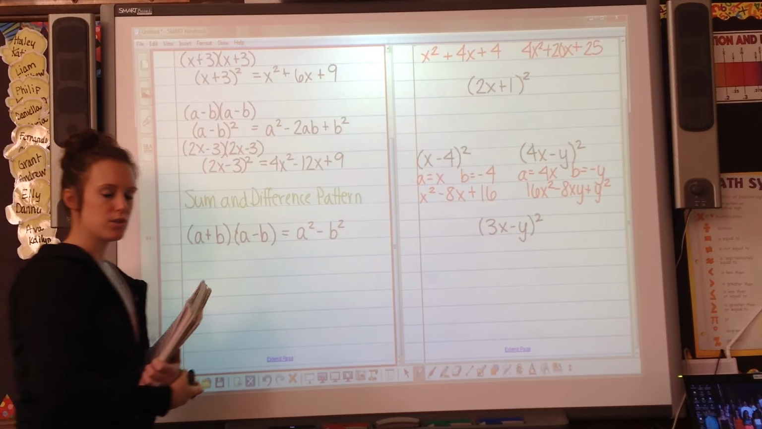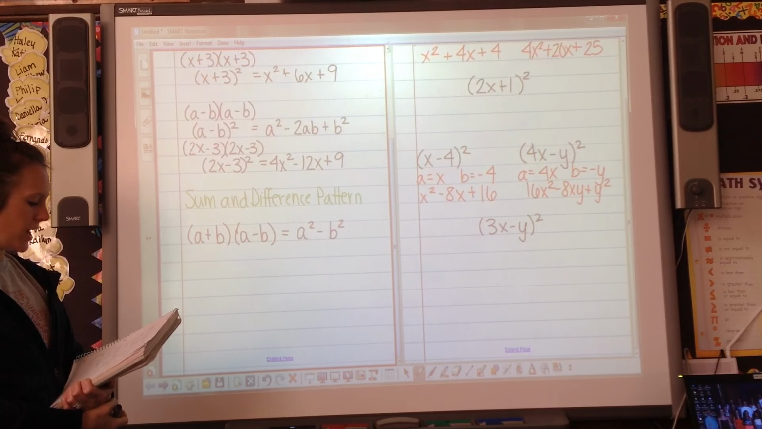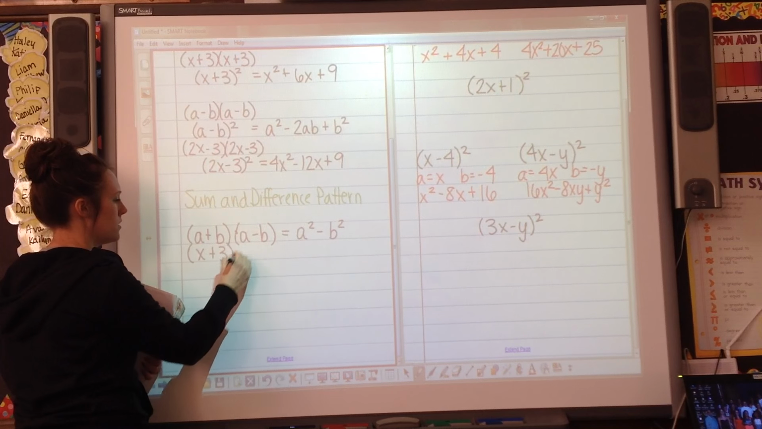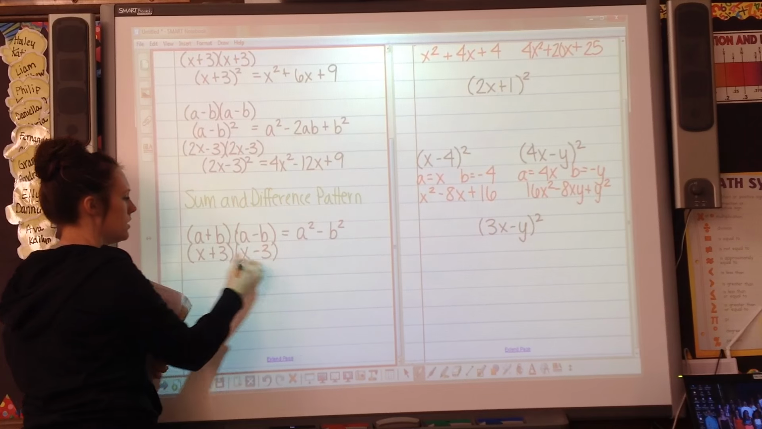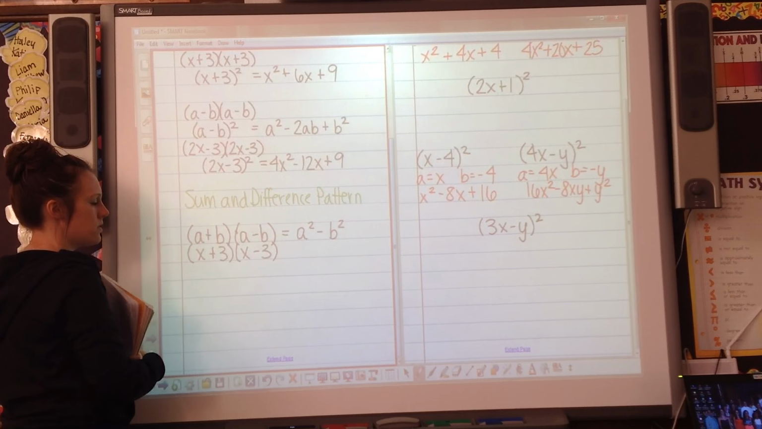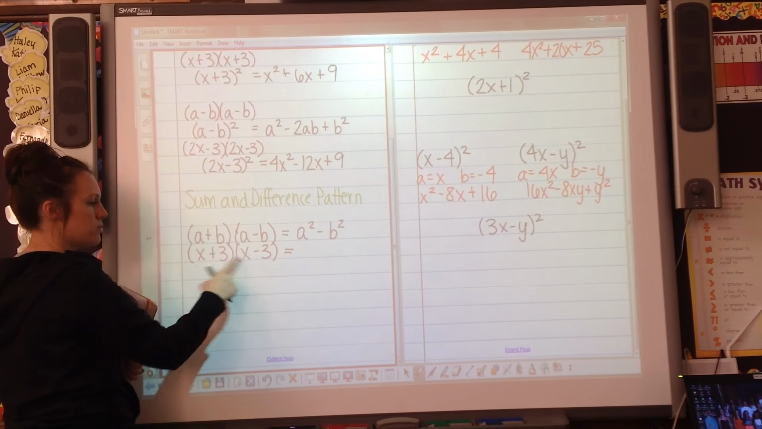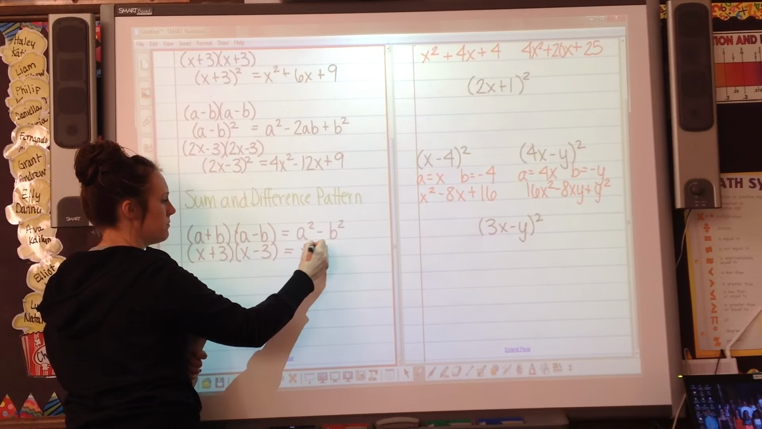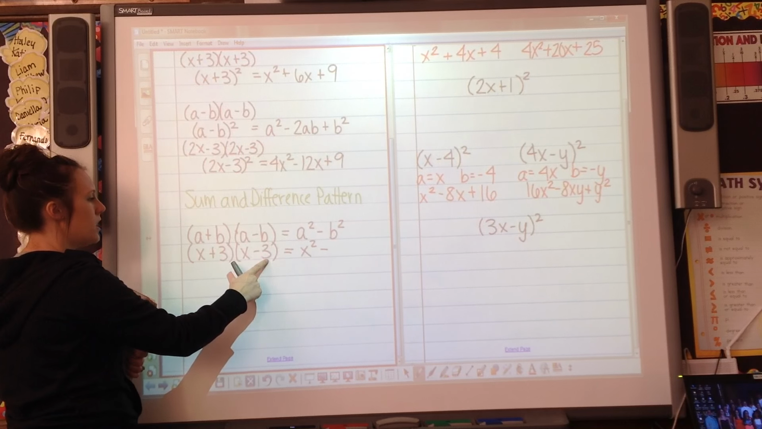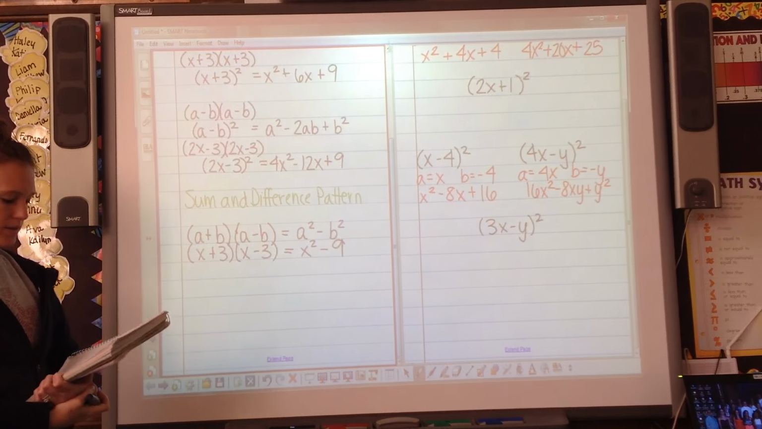Notice there's no middle term. And let me give you a quick example to reference back to. Let's say we have x plus 3 and x minus 3. Notice the a's are the same and the b's are the same. The only difference is that there's one addition and one subtraction. You're going to take your a term, which are both x's, and square them. And then you're going to take your b term, which is both 3, and square them. X squared minus 9 is going to be your answer.